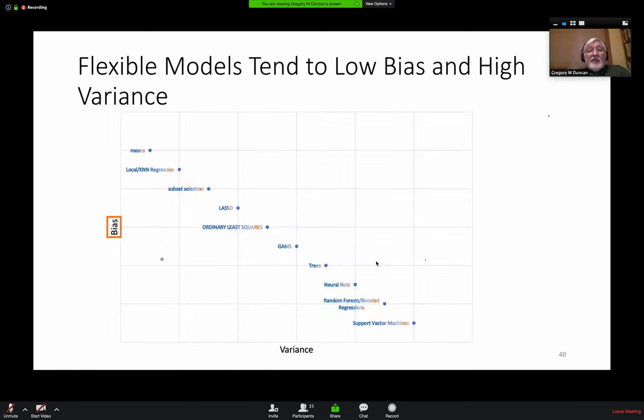Finally, I'll point out that flexible models tend to have low bias and high variance. It will turn out that things like random forests and support vector machines have very high variances, but very low biases. What that means is that to get that low bias and have a variance that you can live with, you're going to need a huge amount of data.